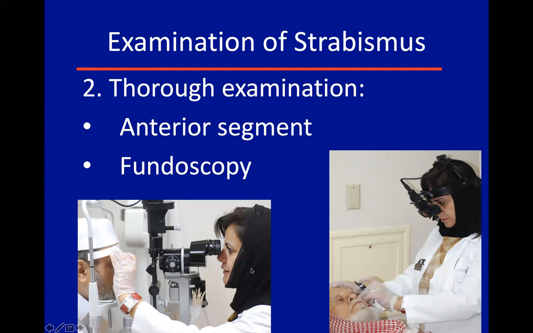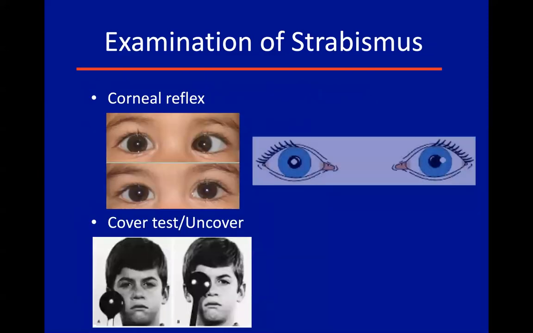This is me here examining through a slit lamp. This is me here examining through an indirect ophthalmoscope, the one I talked to you about in the first lecture. So when we examine, I've already talked to you about it. Here is your normal. Can you see that? What we call the corneal light reflex.